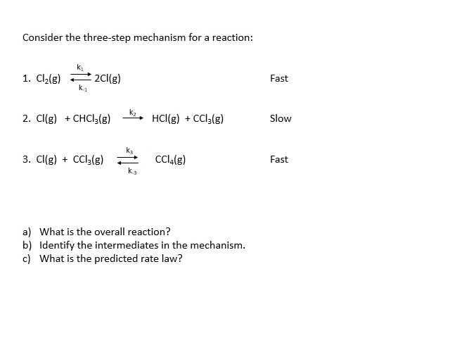The second step of the reaction involves the reaction of a chlorine atom with a molecule of CHCl3 to form HCl and CCl3. This step is labeled as a slow step and therefore will be our rate-limiting step. The third step is the reaction of a chlorine atom with a molecule of CCl3 to form CCl4. This last step is labeled as fast. Let's try to answer the question: what is the overall reaction, what are the intermediates in the mechanism, and what is the predicted rate law?